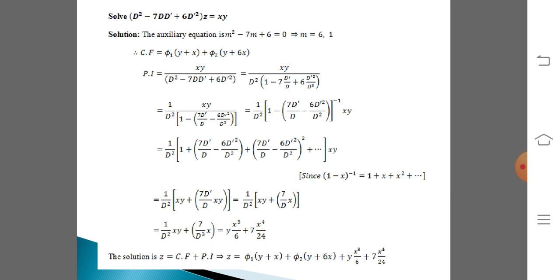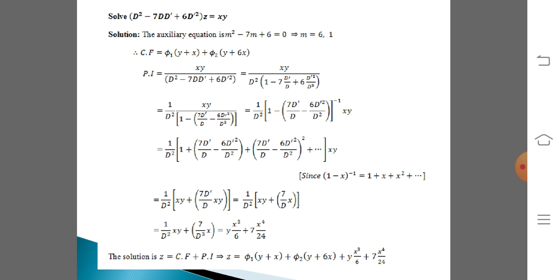So whenever we want to find the particular integral for the function x power m into y power n, what we have to do is write the denominator in the form 1 plus x or 1 minus x by taking the highest power of D or D dash outside from the denominator. So here of course the powers of x and y are the same. So you can take the highest power of D, that is D square, outside to convert the denominator into the form 1 plus x or 1 minus x. Okay. So here you take D squared outside from the entire denominator.